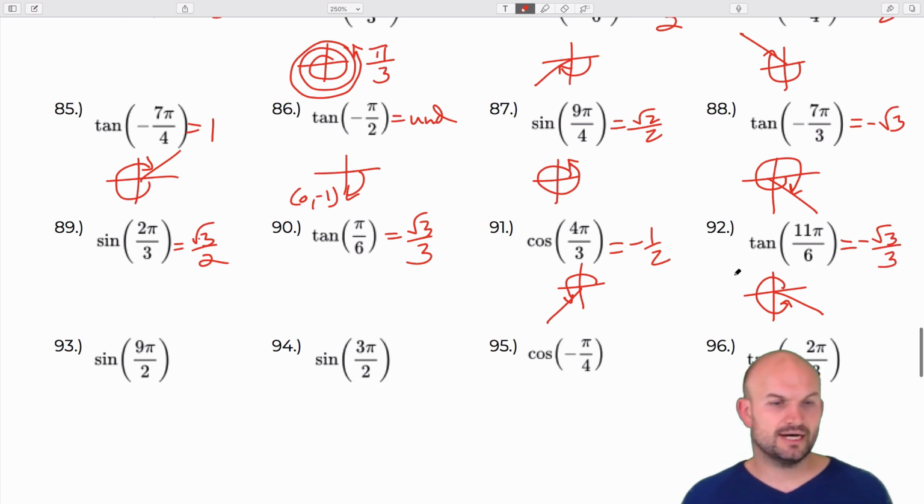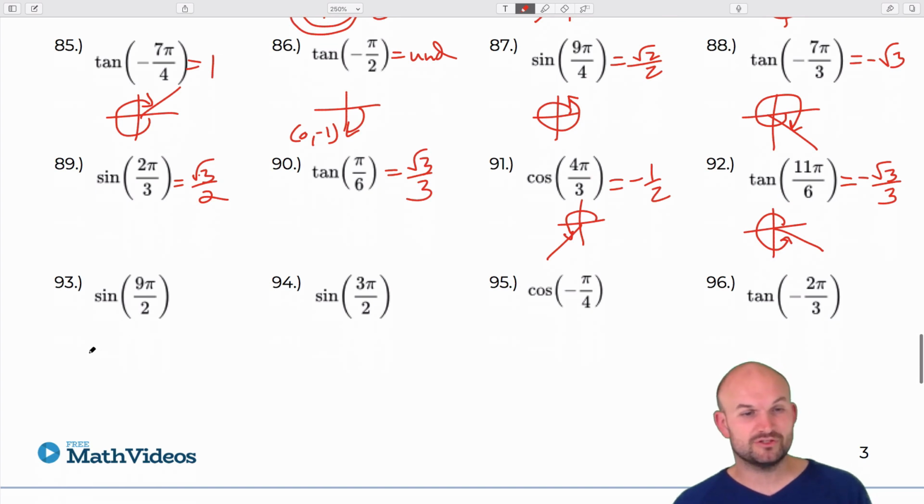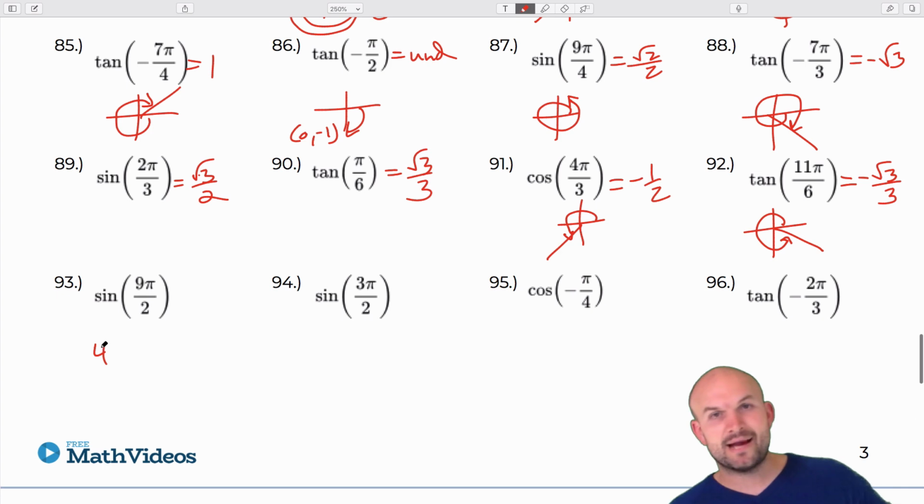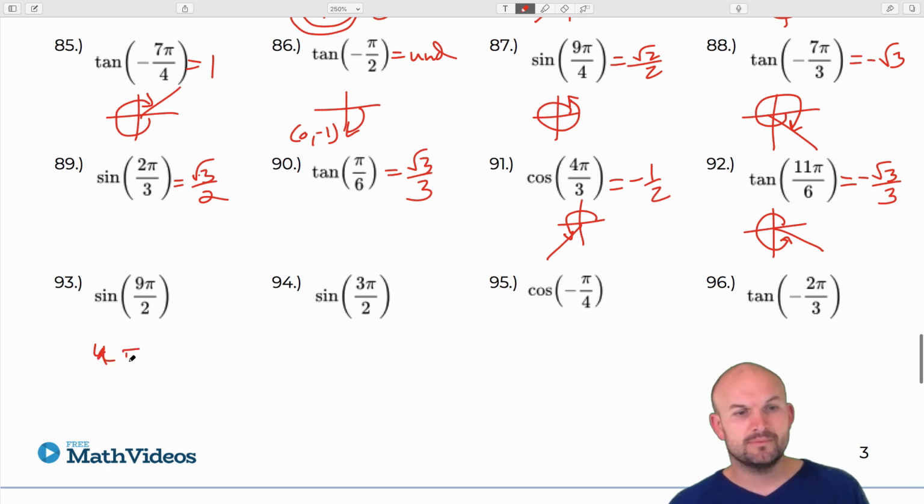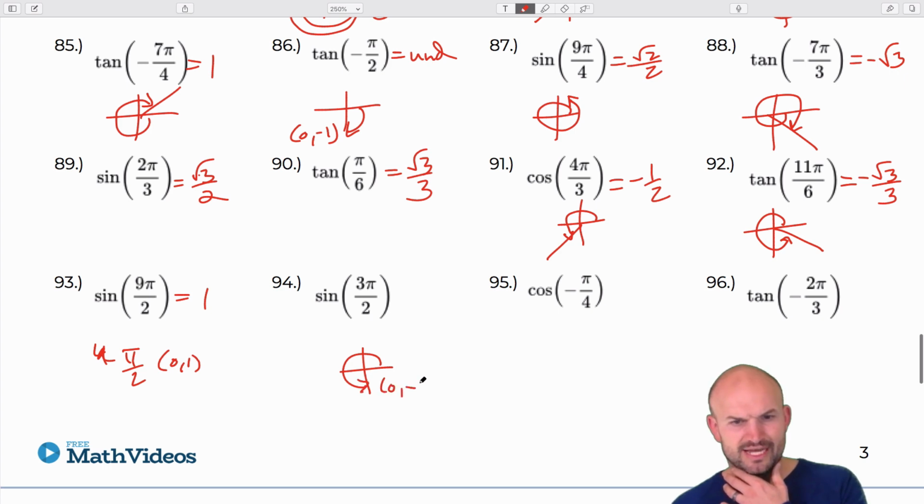Okay. 9 pi over 2, that has a couple revolutions here, right? 4 pi over 2, done. 8 pi over 2 is just two loops around. So we have an extra pi over 2. So it's really the point 0, comma 1, so the sine of that is just 1. For 3 pi over 2, that's down there, which is 0, comma negative 1. So the sine is negative 1.